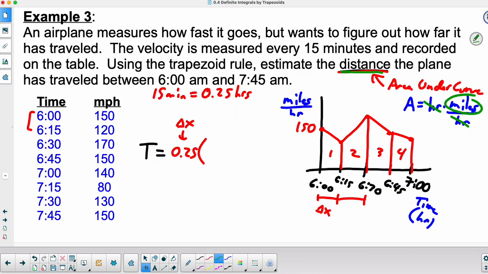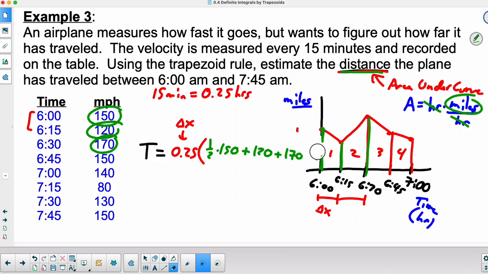Then it says take half of the first base. Well, what's the first base? What is this first distance, this first base right here? Call that base 1. Well, they tell me it. Right here on the table, it's 150. Then I add the next base. What's the next base? That's at 6:15. That's 120. They did all the work for me already. I don't have to plug anything in. Plus the next one. What's the next one? Well, that's this one right here, which is 170.